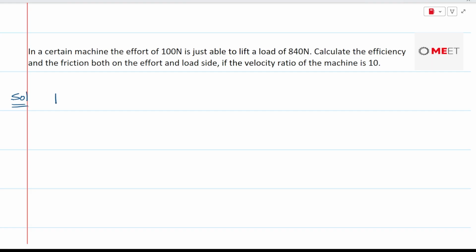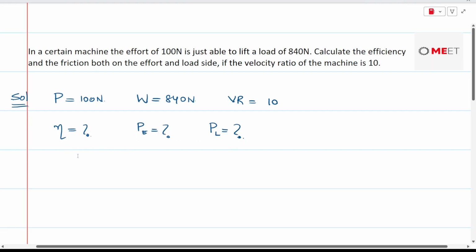So the certain machine requires an effort, that is P equal to 100 newtons, and the load is equal to 840 newtons. The velocity ratio is 10. Next, the efficiency needs to be calculated. Friction on effort side, that is FE, let's say, needs to be estimated, and friction on load side also needs to be estimated. So first, the velocity ratio, load and effort are all given.